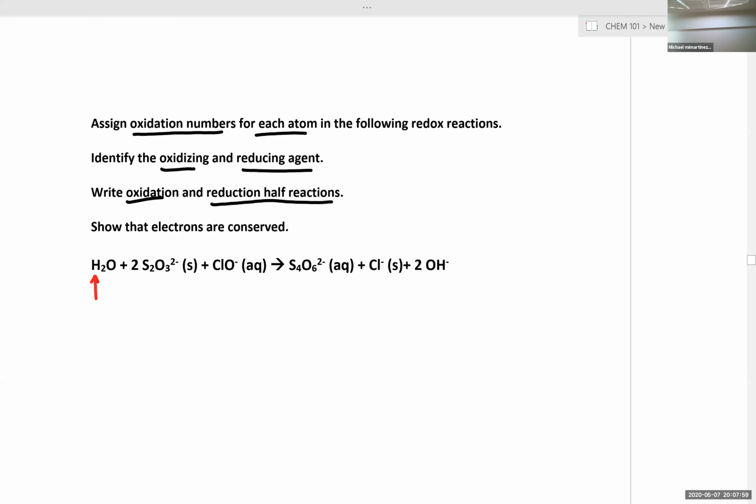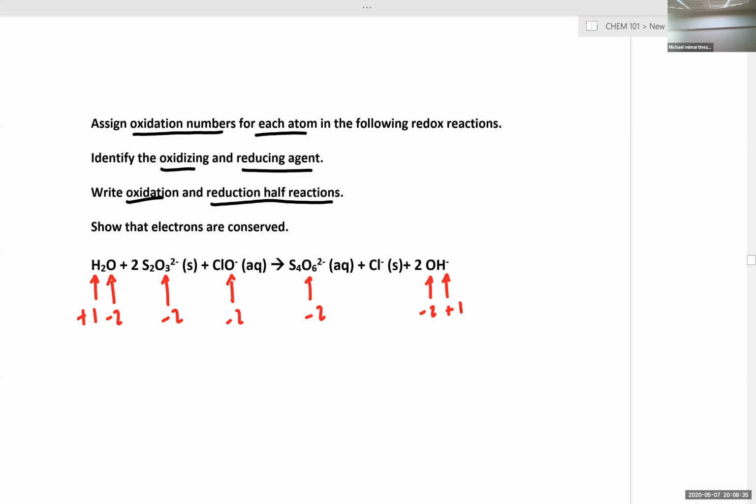So starting with hydrogen, what is the preferred oxidation number for hydrogen? +1, yep. What is the preferred oxidation number of oxygen in most cases? -2, exactly right. So let's just go through and put a -2 for the oxidation number of all of our oxygens. We don't have any of the exceptions for right now.